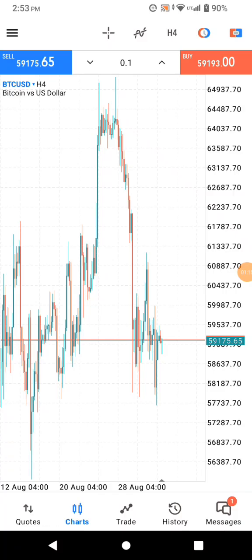Okay. I'm screen recording. I believe that will make work even easier. So this is a chart on Bitcoin, a 4-hour chart on Bitcoin. Today I'm just going to show you the strategy that I use after jumping from one strategy to the other through my trading journey.